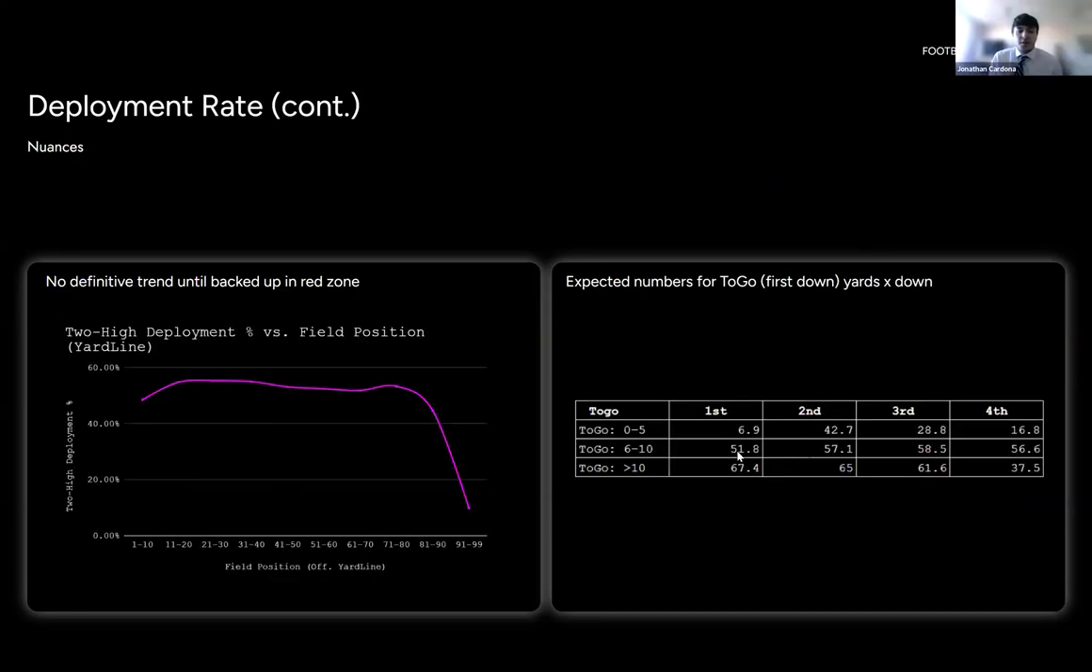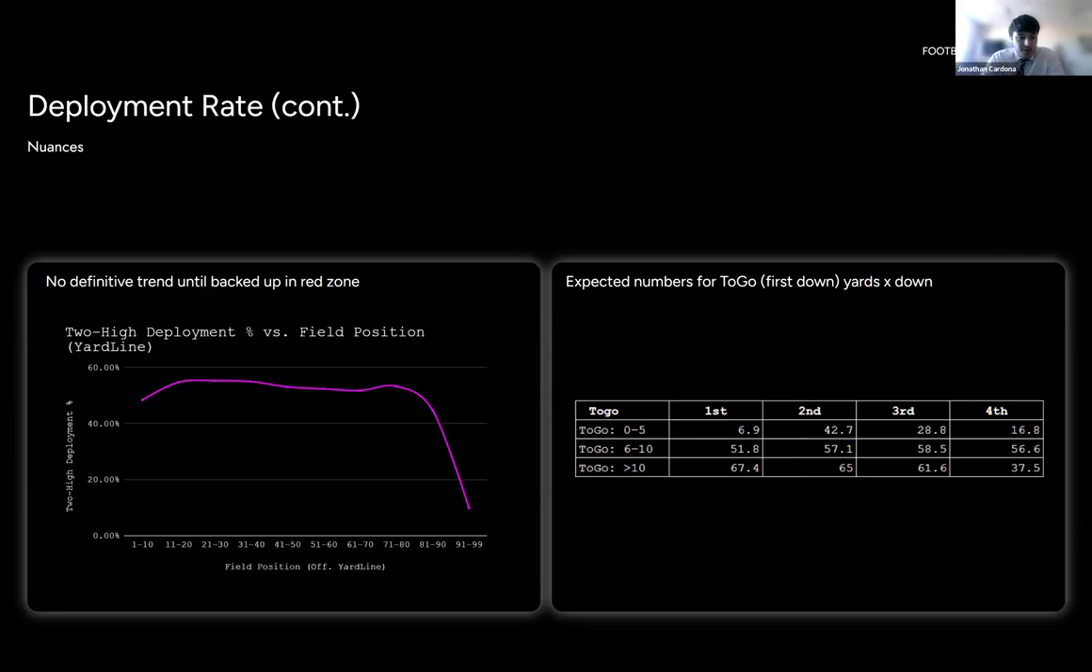Yeah, so before we conclude our findings about deployment rate percentage, it's important to go through the nuances of these stats. First, we see no definitive trend in terms of where the offense is positioned on the field in terms of two high deployment percentage. Obviously, when the offense is on their own 5-yard line, say, and the defense is trying to prevent a big play, there's no really strong linear correlation until you get to the red zone, where a lot of teams will play straight up man and no high safety.